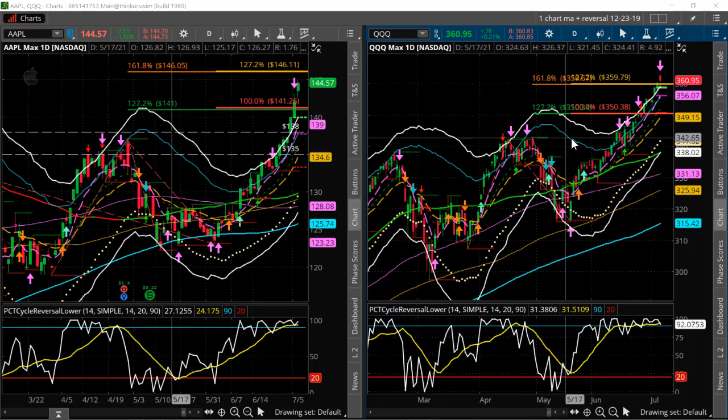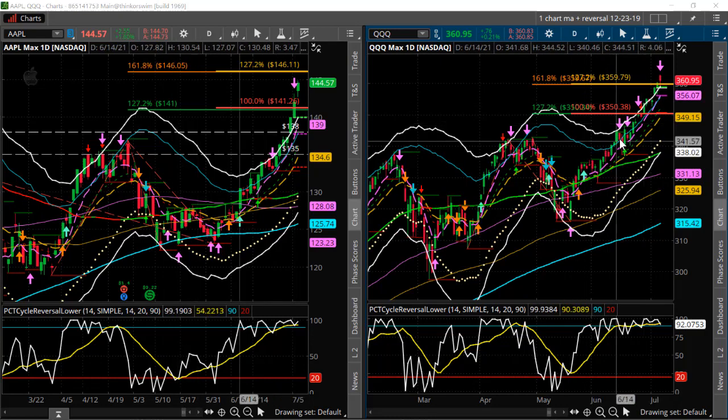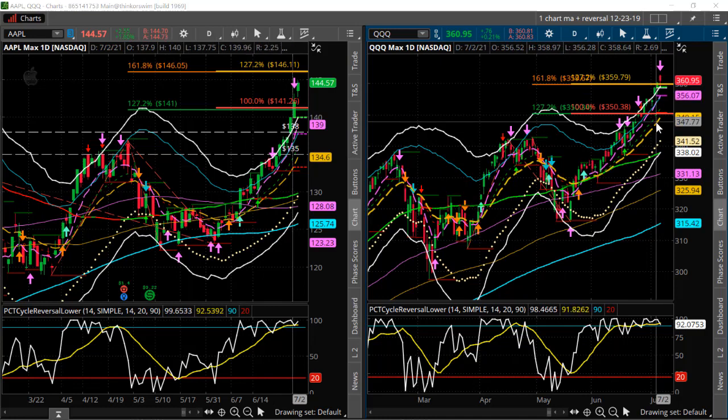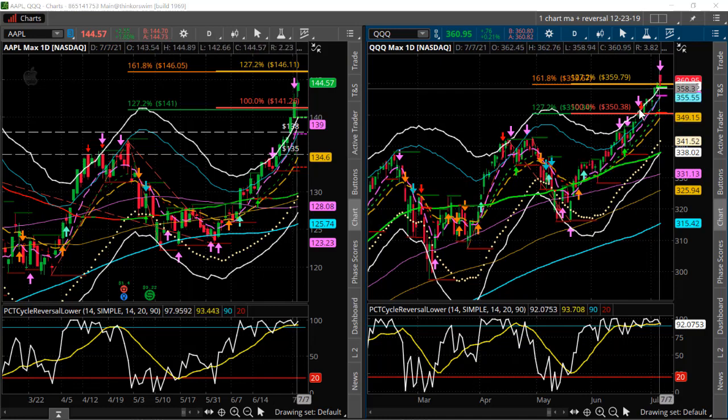The blue line is 2 ATR. Normally price will trend about the blue 2 ATR, and then it'll have a reversion to the mean. But here on the daily with QQQ, we're extreme. We're at the 3 ATR, over the 3 ATR.